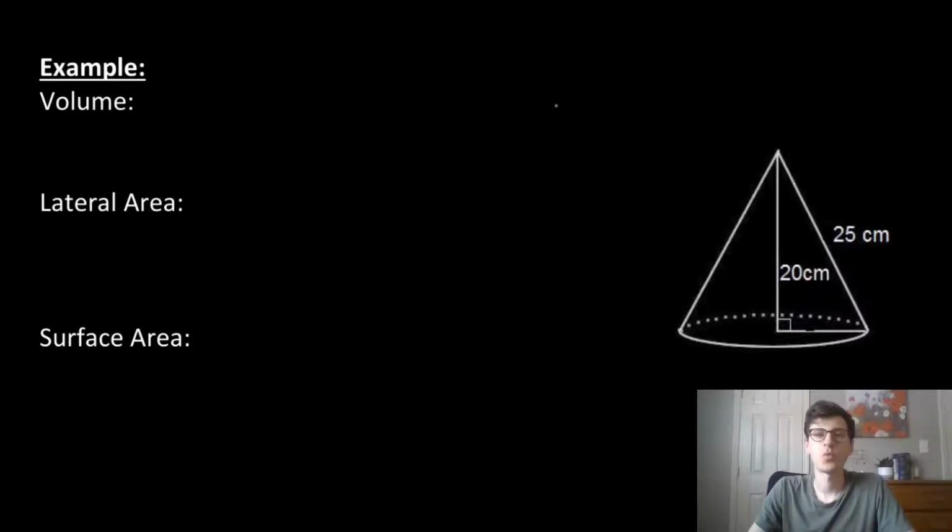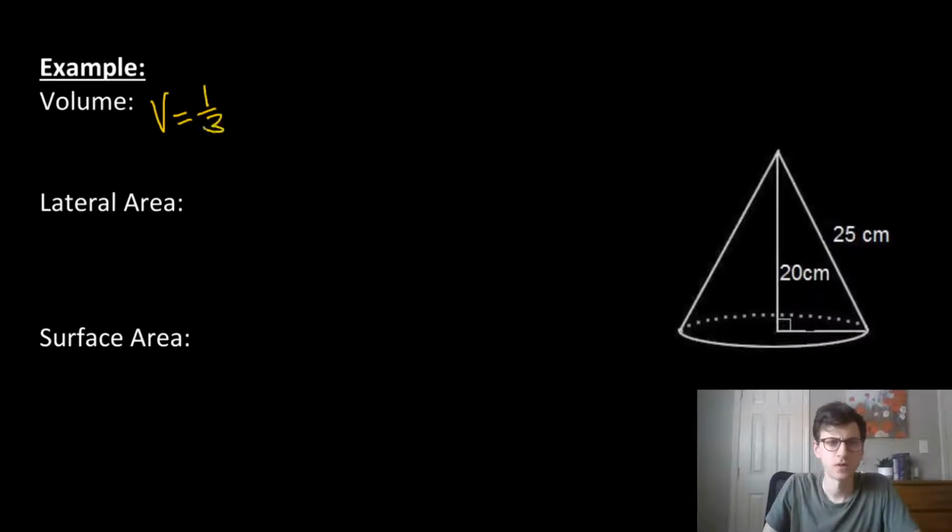Let's do an example where we find the volume, the lateral surface area, and the total surface area of a cone. To start, I just want to get all of my formulas down because I think that'll really help us see the relationships between them. The formula for the volume is 1/3 times base times height.